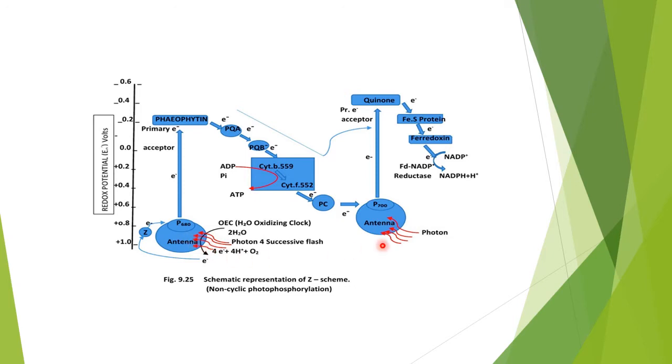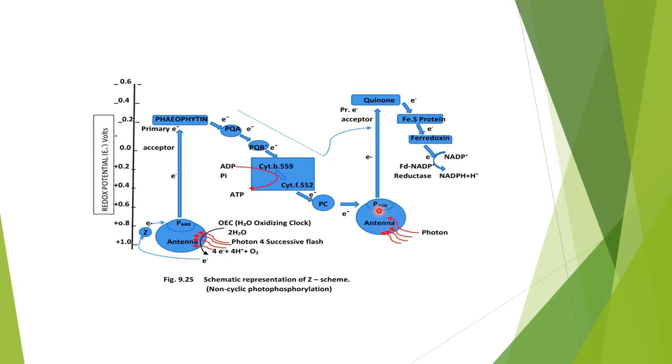This will accept the photon of light, this will accept the photon of light, and once it accepts the photon of light, its reaction center gets excited, the chlorophyll reaction center gets excited, and electrons are passed on to the primary electron acceptor, that is pheophytin, and then it is passed on through plastoquinone A, plastoquinone B, then it goes to the cytochrome b6f complex, and then electrons go down to plastocyanin, which is a copper containing protein.